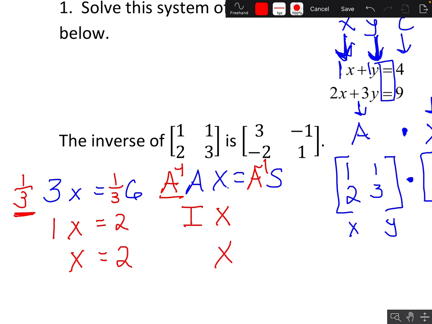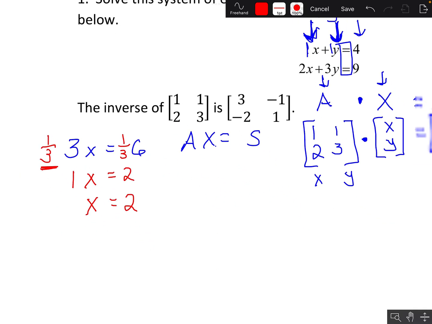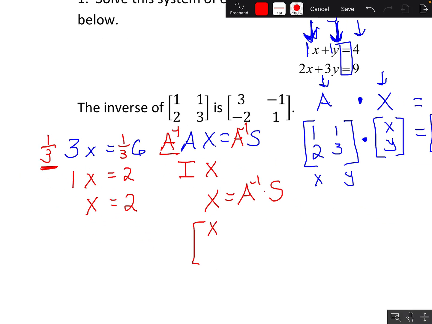Now here, one important thing: I have to multiply from the left-hand side because we know that matrix multiplication is not commutative. This inverse for matrix A is going to be a 2 by 2. S is a 2 by 1. I can multiply a 2 by 2 times a 2 by 1, but I cannot multiply a 2 by 1 times a 2 by 2, right? It doesn't match up. So every time I do this, it's always going to be X equals A to the negative 1 times S. So in this case, I can see here, X is my matrix xy.